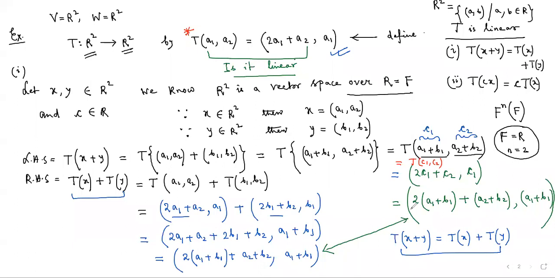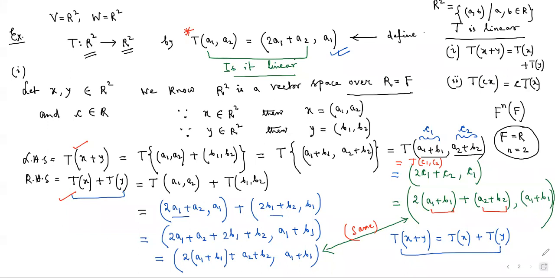Now again I am resubstituting in place of C1, I am resubstituting A1 plus B1 and A2 plus B2, and we have got this form. My actual objective is to find out whether the forms of T of x plus y and Tx plus Ty are the same or not. We have found that these two forms are the same. So therefore we can immediately say that T of x plus y is equal to Tx plus Ty.